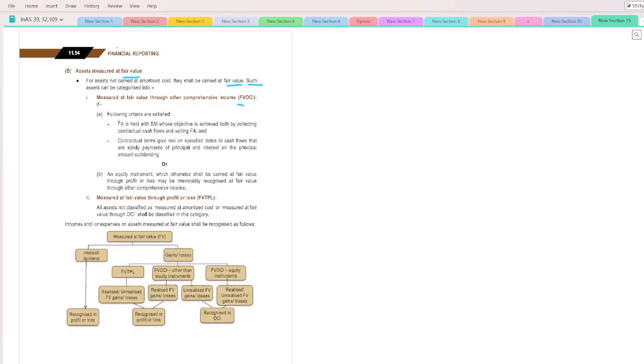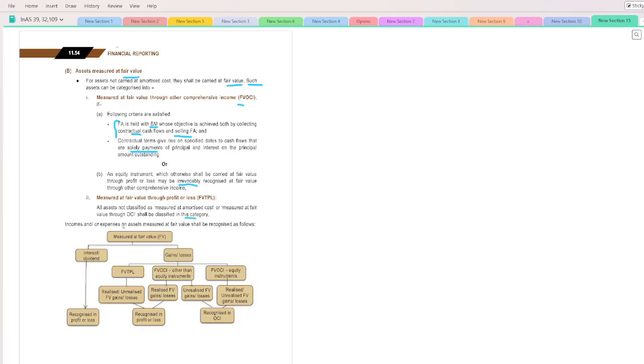Here also it is telling the definition, meaning the test. One, the business model where you are having a collect contractual cash flows plus held for sale condition, and the SPPI test. Or an equity instrument which is for the long term, which you can designate irrevocably under FVOCI. And FVTPL is your remaining category or the designated one. All the assets not classified as measured at the amortized cost or at the fair value through OCI shall be classified in this category. So that is the residuary one.